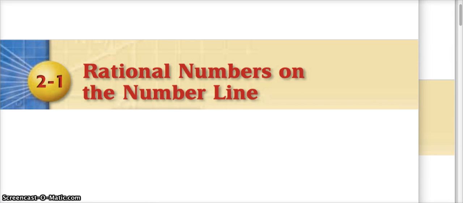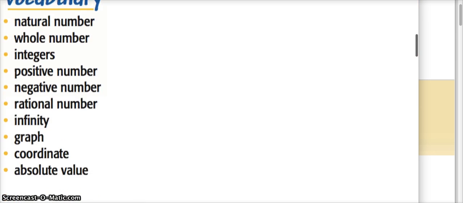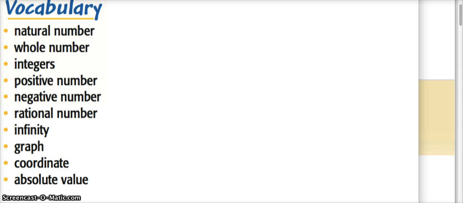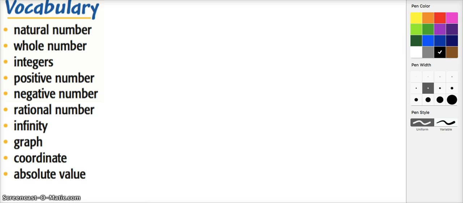Hey guys, here we are in chapter 2, and we're looking at section 2.1, rational numbers on the number line. Our vocabulary is extensive, right? A lot of words, but the fact of the matter is you've seen most of these words before. So we're going to get right down to it.